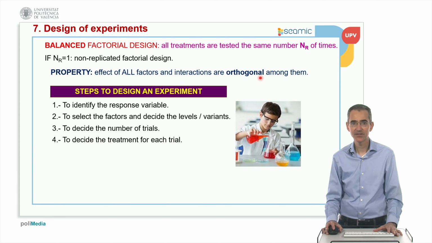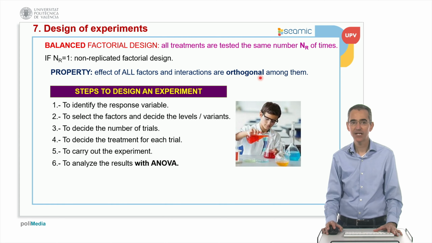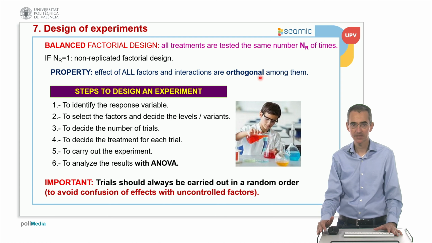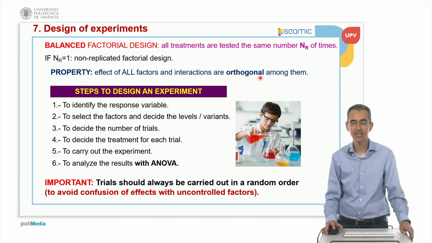Also, we have to decide the treatment for every trial, and then we carry out the experiment, and then we analyze the results with ANOVA, which is the most powerful technique for this kind of experimental design. And one very important thing, every time that we carry out a design of experiment, is that the trials should always be carried out in a random order.